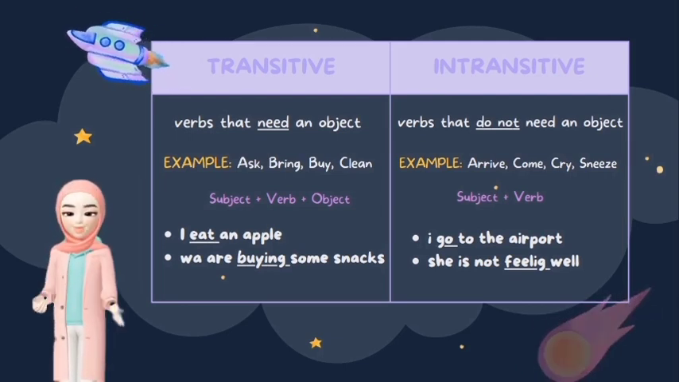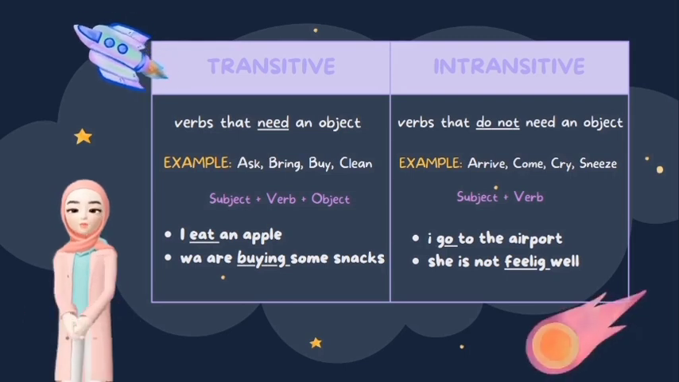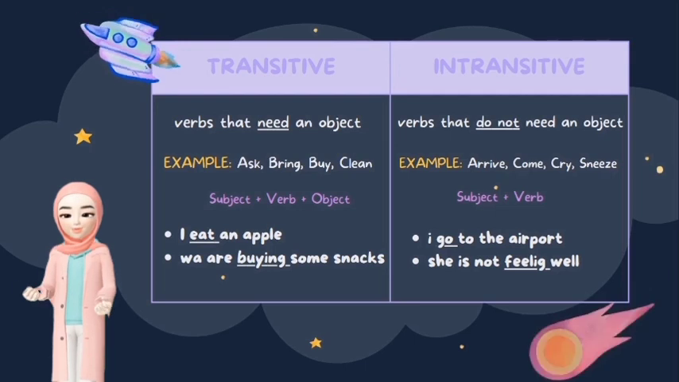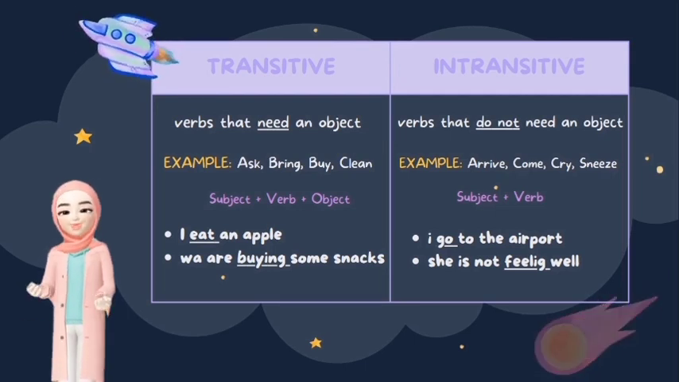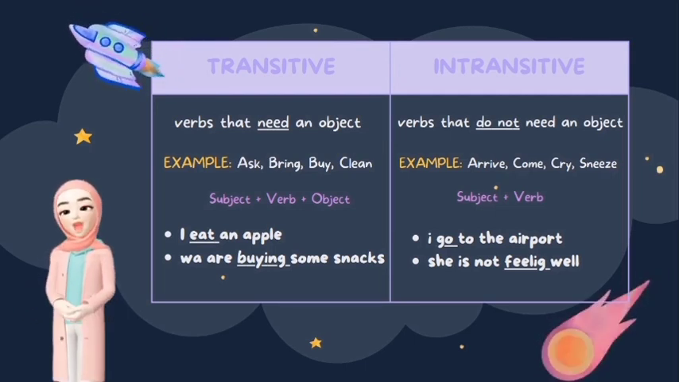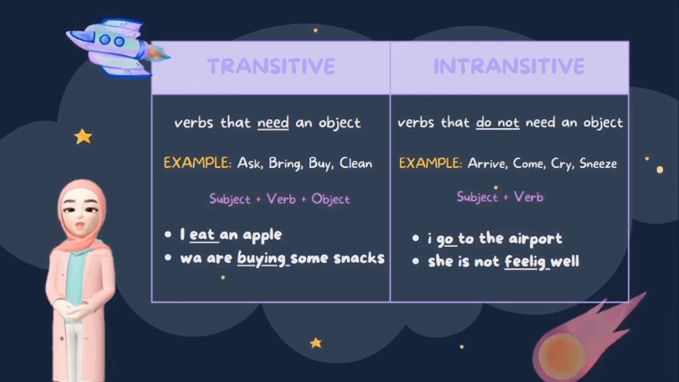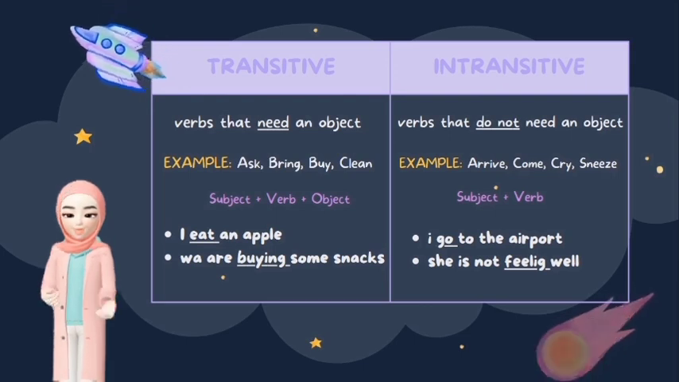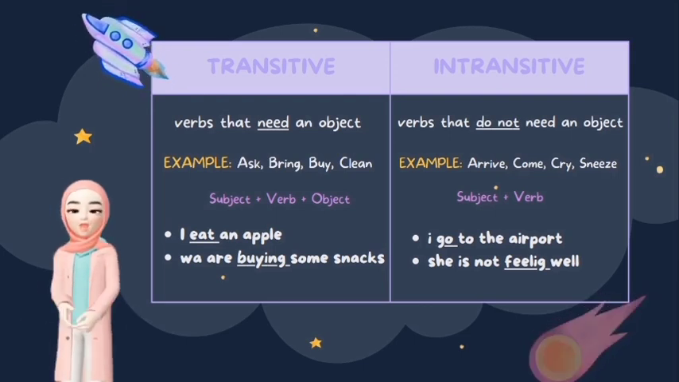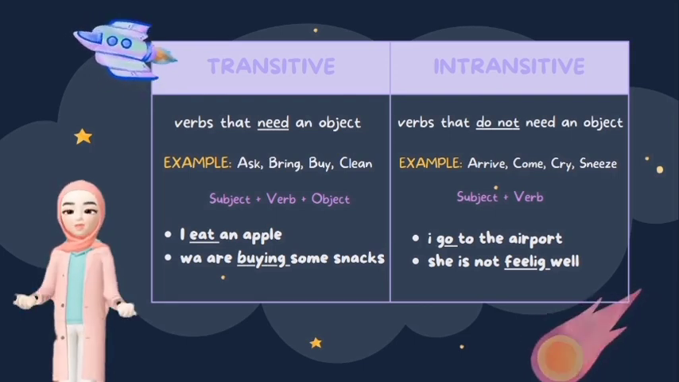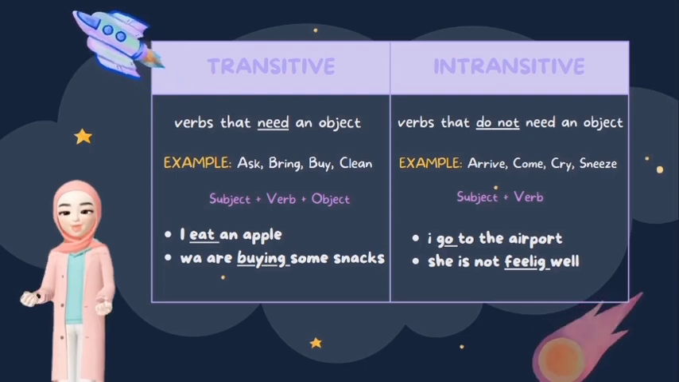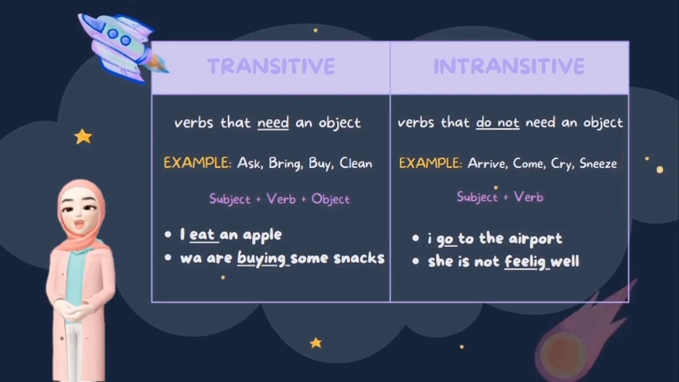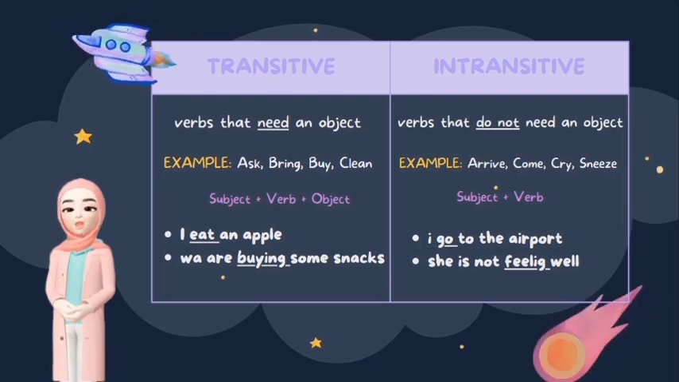In this case, the verb is eat, which means we have to follow it with the object that is eaten. In this case, the object that is eaten is an apple, which means eat is an example of a transitive verb. Then the second example, "We are buying snacks." Now, after the word buying, there must be another object that is subjected to what is bought, namely snacks. So after the verb, because it is transitive, it must be followed by a noun, which is directly subjected by the verb.